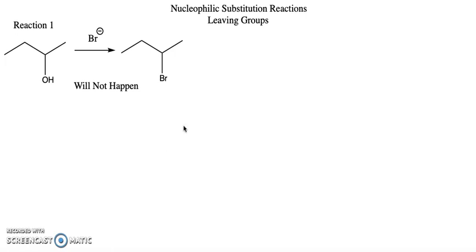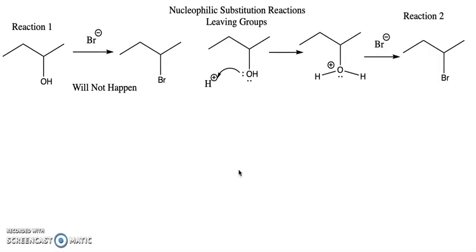The next reaction I want to consider is this one. And in the second reaction, we start with the same alcohol, but first we protonate it. Then we try to get it to react with a nucleophile, the same nucleophile in this case. And what I'm going to tell you about this reaction is that this reaction will happen readily.